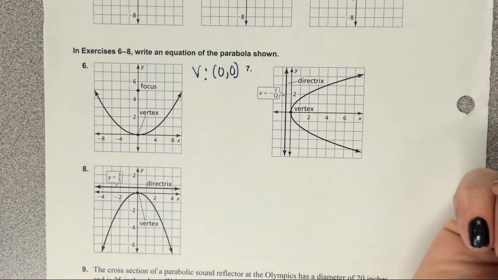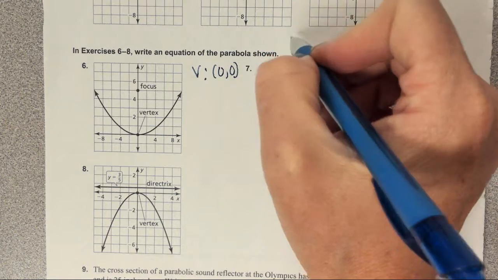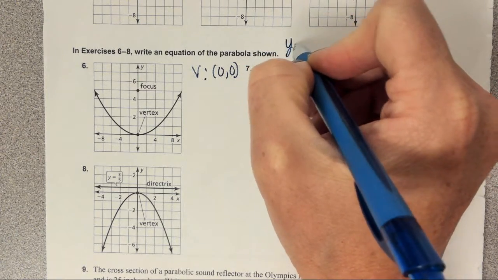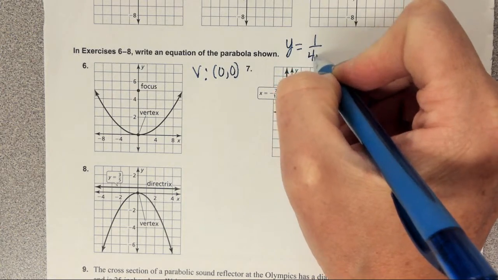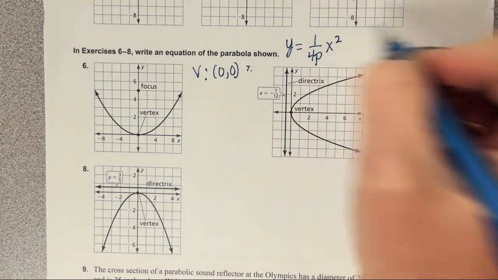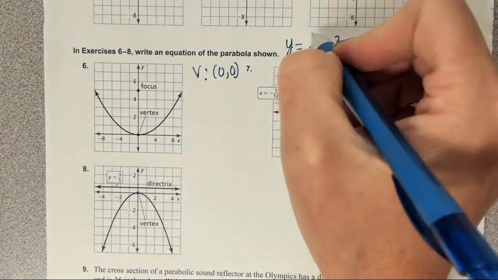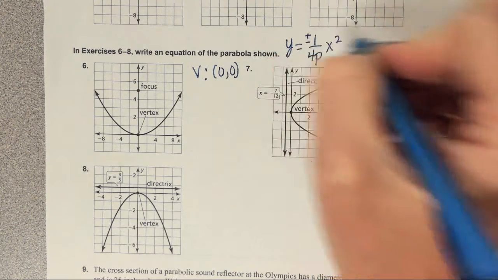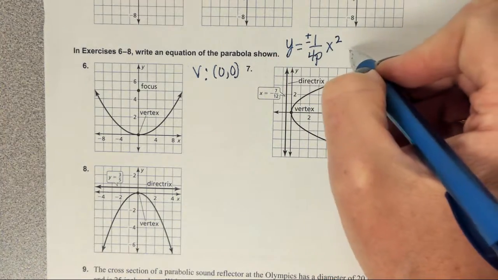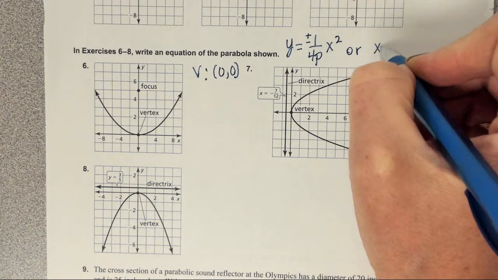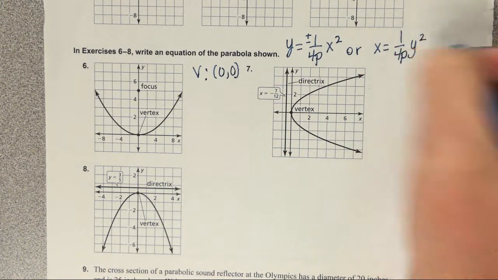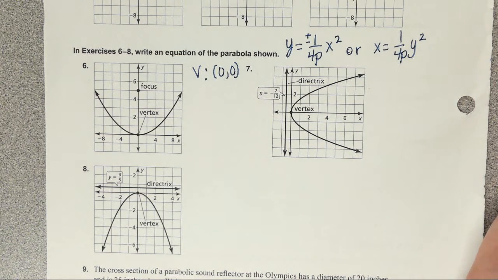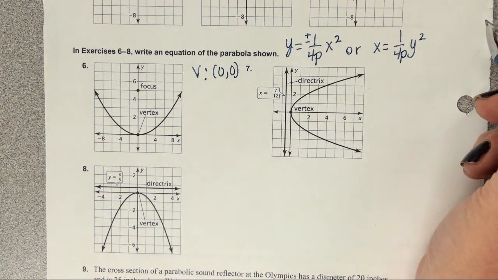So the things we need to know to be able to write the equation of the parabola, the formula we're always using is y equals 1 over 4p x squared. This 1 could be either positive or negative. The other formula we'll use is x equals 1 over 4p y squared. Those are the only two formulas we're going to need to use on here.